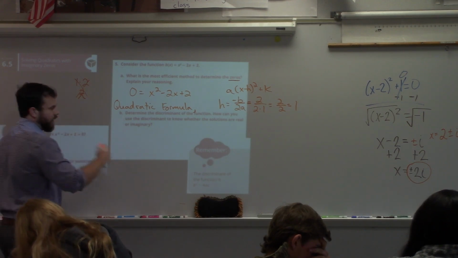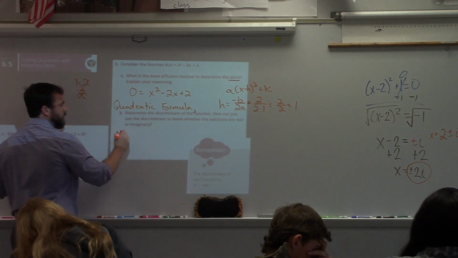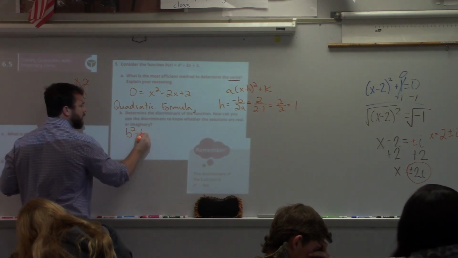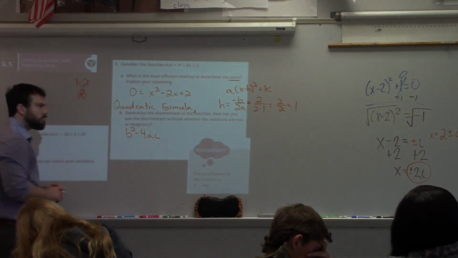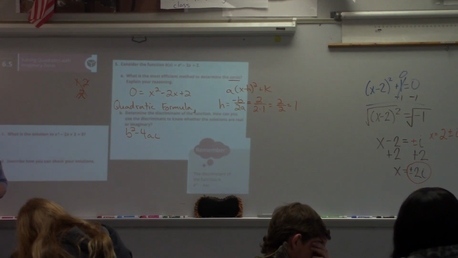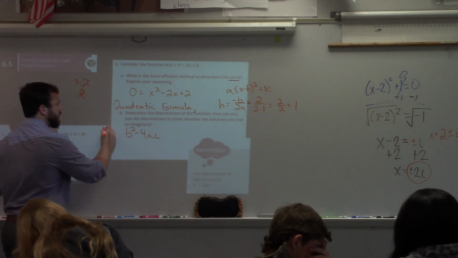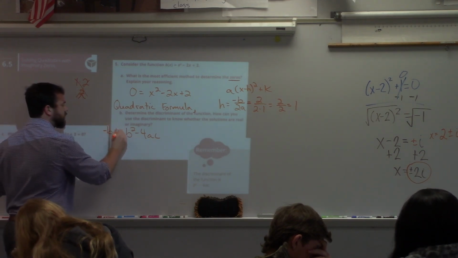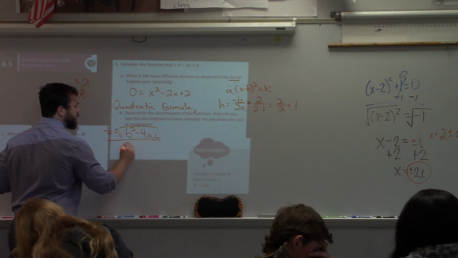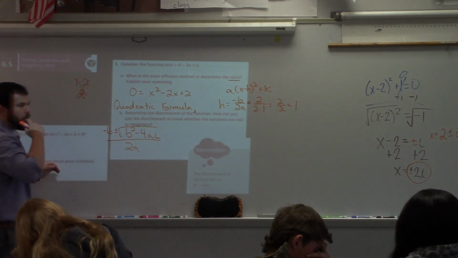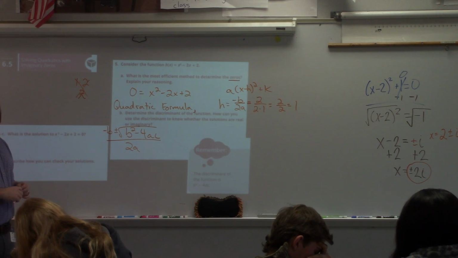So they define the discriminant right here. The discriminant is b squared minus 4ac. Anybody recognize that? Where's it from? Quadratic formula. Yeah, the quadratic formula, guys. Negative b plus or minus the square root of b squared minus 4ac all divided by 2a. Well, let's look at b squared minus 4ac.